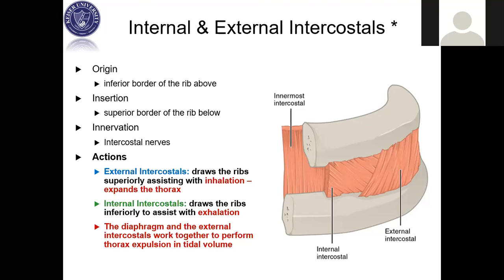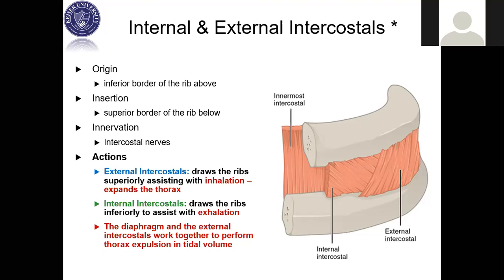The internal intercostals assist with exhalation. Basically, it draws the ribs inwards, pushing the air out. Remember, exhalation is air going out, blowing out the candles. So the external intercostals are for inhalation. The internal intercostals are for exhalation.